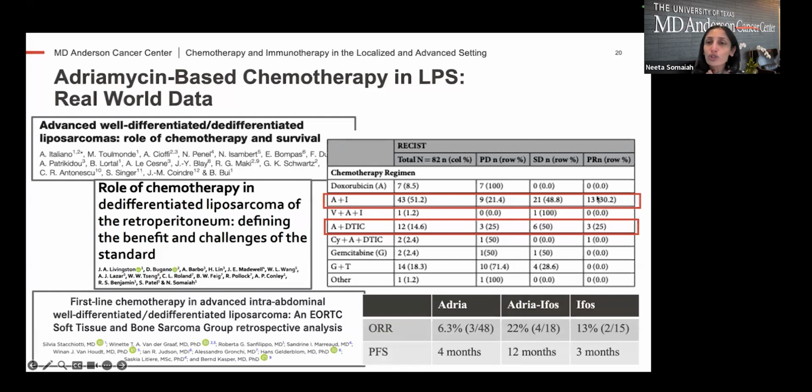But when you look at the responses, even in the real world, we can look at this response rate as about 30% with combination Adriamycin versus the response rate for dedifferentiated liposarcoma specifically, which is quite low with Adriamycin alone, though it's not zero. And we'll see that in the Bright Line study, that patients respond and derive benefit from single agent doxorubicin as well, but the response rate is higher, meaning shrinkage rate is higher, with the combination. And this is another data showing the same thing, Adriamycin single agent 6% versus combination 22%.